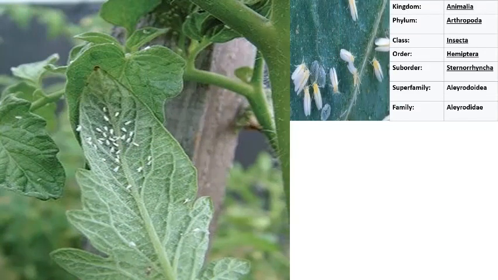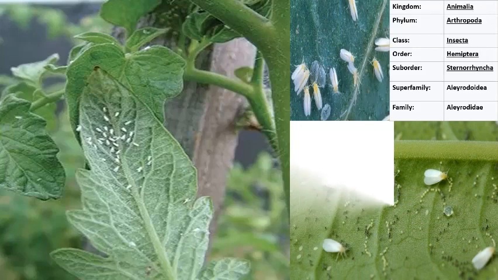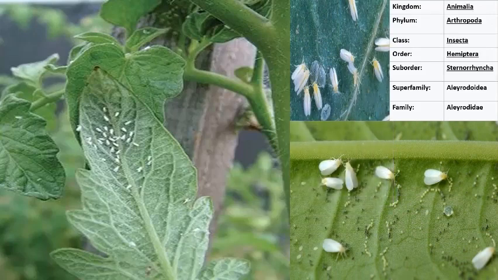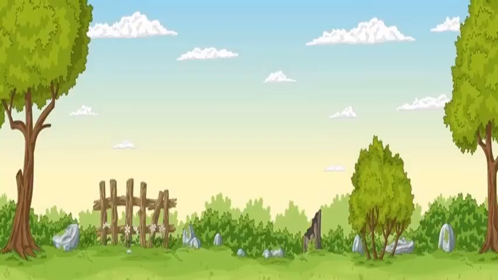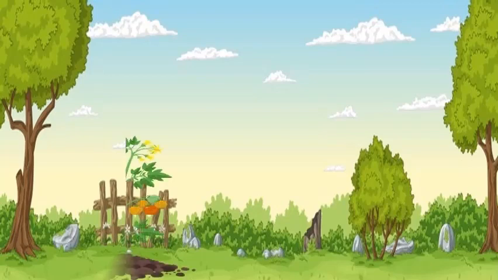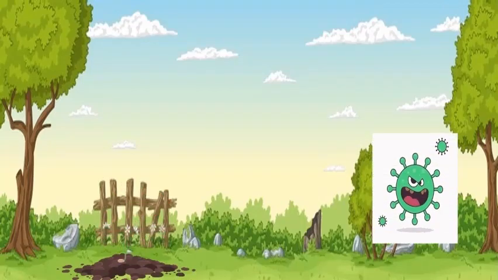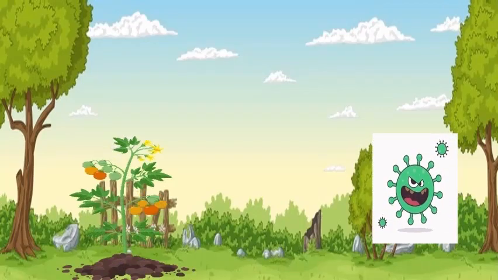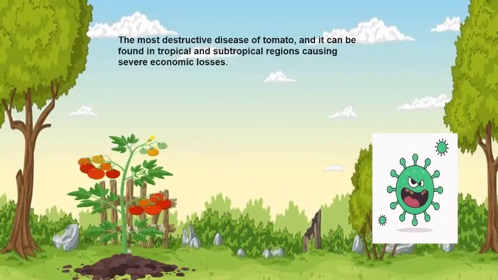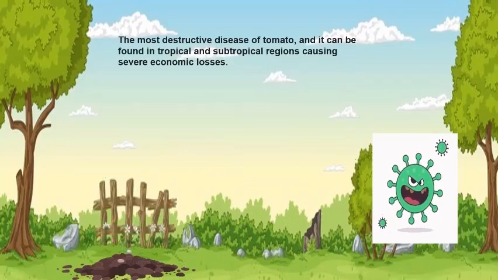Insecta. The whitefly, Bemisia tabaci. The virus can be transmitted effectively during the adult stage. This disease is found mostly in tropical and subtropical regions, which causes severe economic losses. The female flies are more effective in transmitting the virus when compared to the male flies.